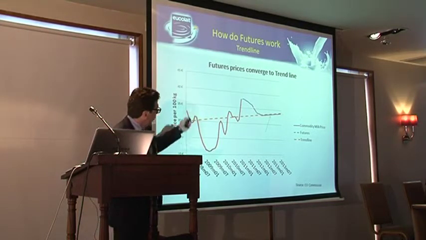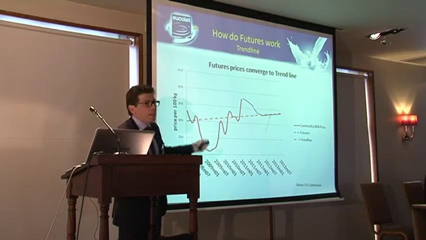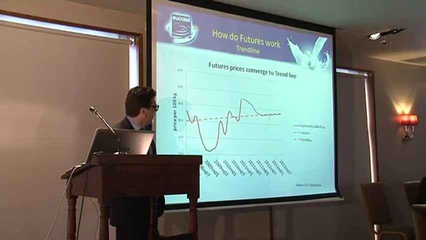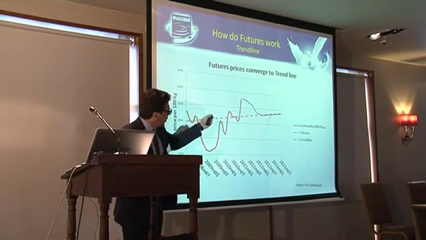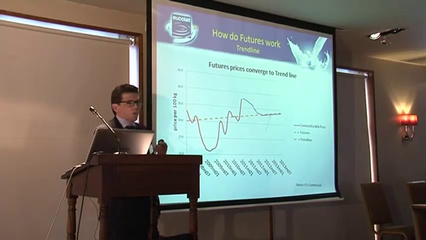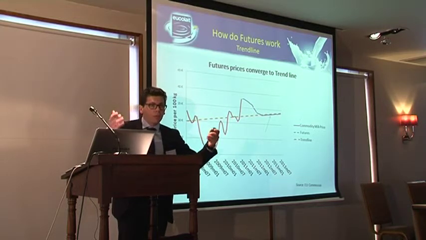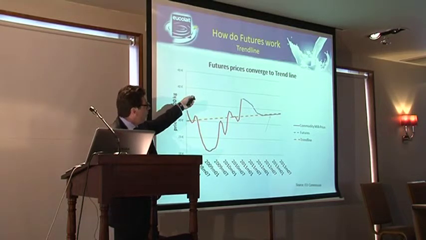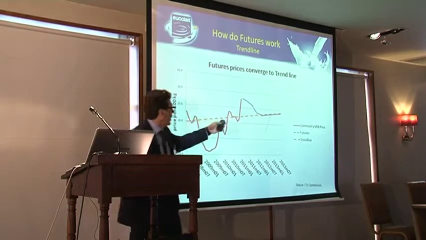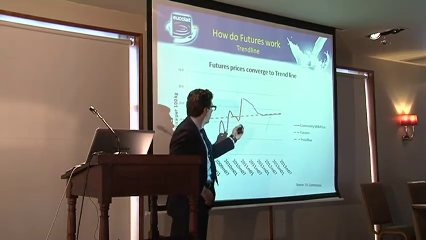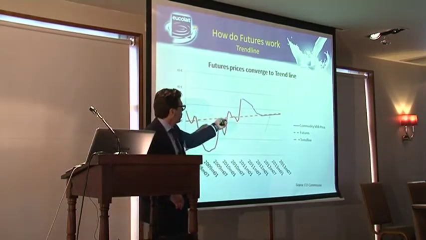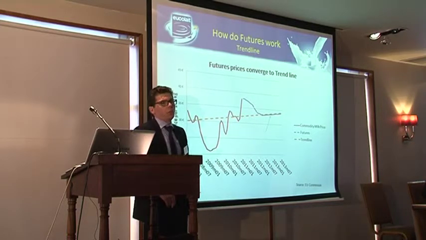But what you see here is that the red line is the milk price based on the skim milk powder and the butter price. The dotted orange line is the trend line. And what normally happens in a futures market, if there is sufficient volume being traded, is that at a certain moment you will see the futures, let's say that today is here, that the futures price will gradually converge to the trend line.